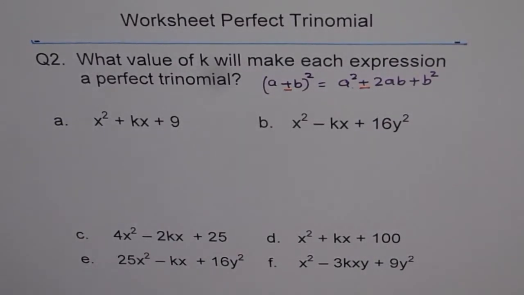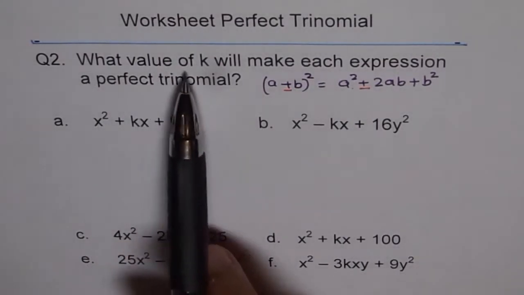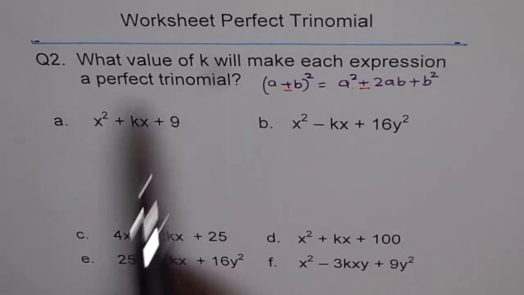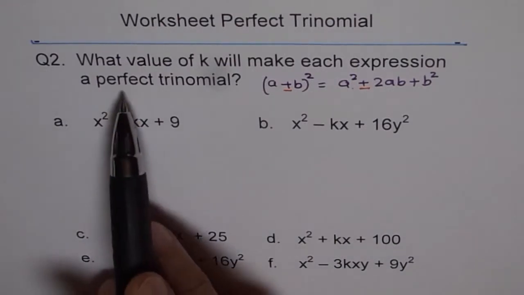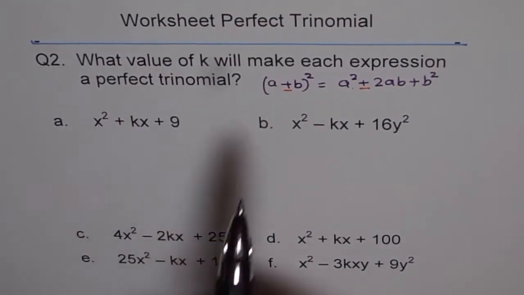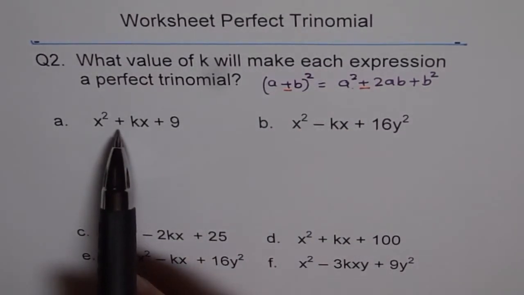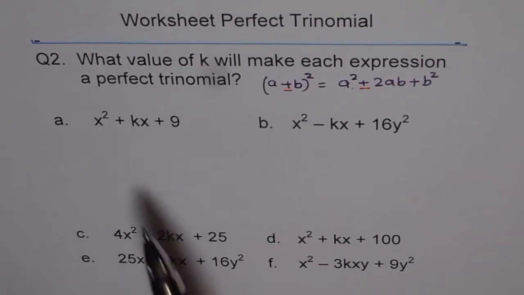So let's get back to the question. Now the question says, what value of k will make each expression a perfect trinomial? So this is a trinomial, it has got 3 terms. But to make it a perfect trinomial, we should have same factors like a plus b or a minus b. Since we have plus here, so we normally will get a plus b. But well, k could be positive or negative. Do you understand? That's the beauty. So there could be more than one answer for this. And I say there are 2 answers for this for sure, right?